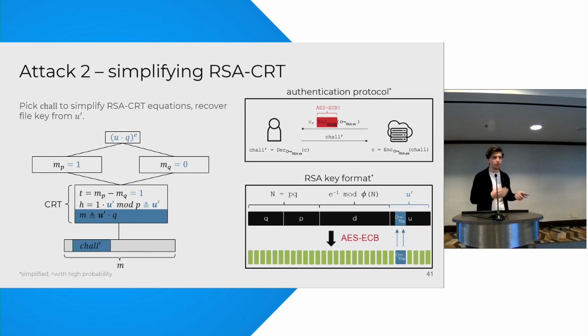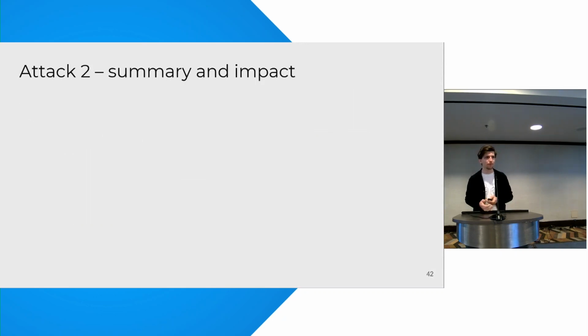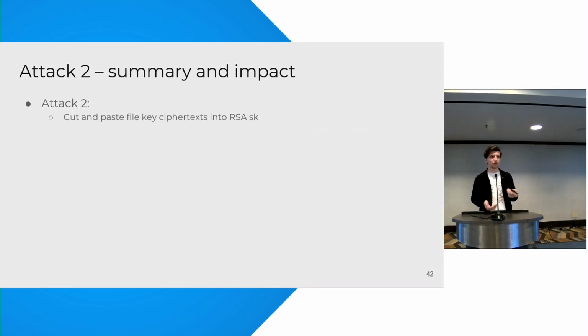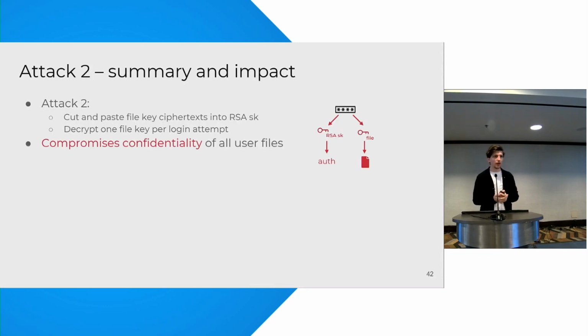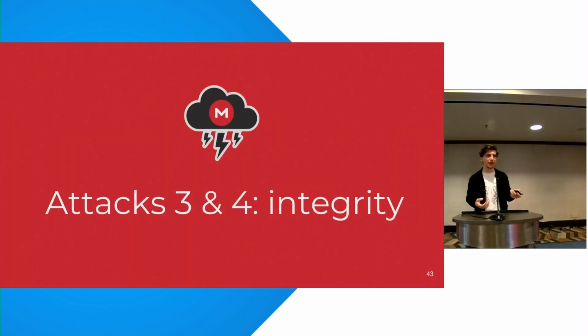Now in practice, it's a bit more complicated because the adversary only gets part of this decrypted message, but the attack still works with a combination of brute forcing and approximate division. So in summary, the adversary can cut and paste file key ciphertext blocks into the RSA-CRT key ciphertext and use this to recover 1 file key per login attempt. And this allows the adversary to read any user files. But in addition to reading existing files, our next 2 attacks allow an adversary to also upload new files to the cloud of a user.